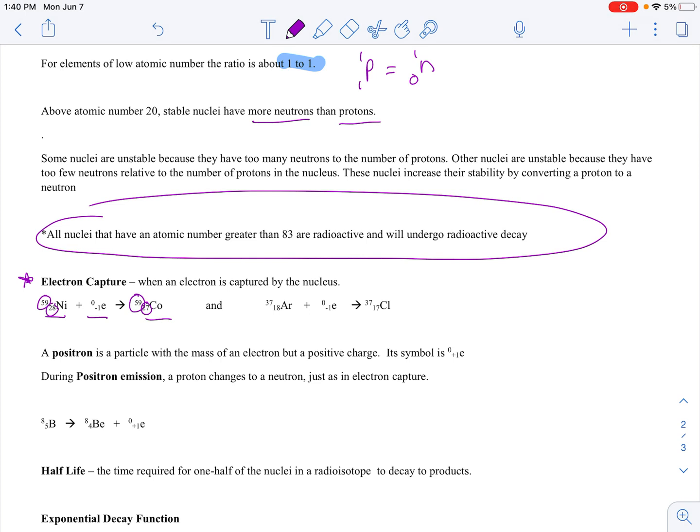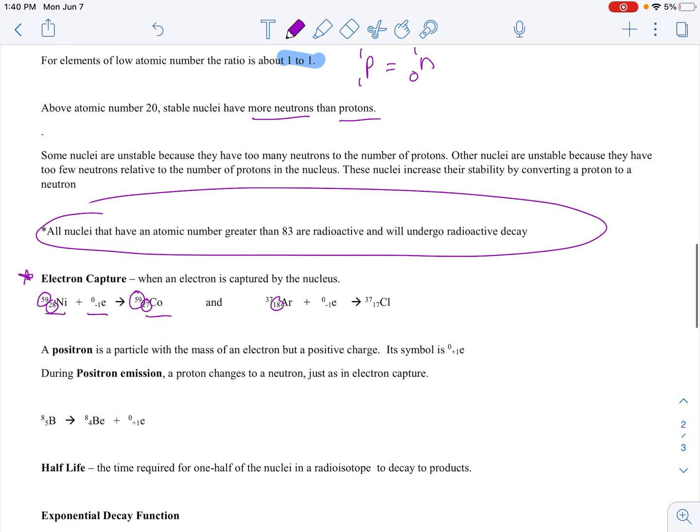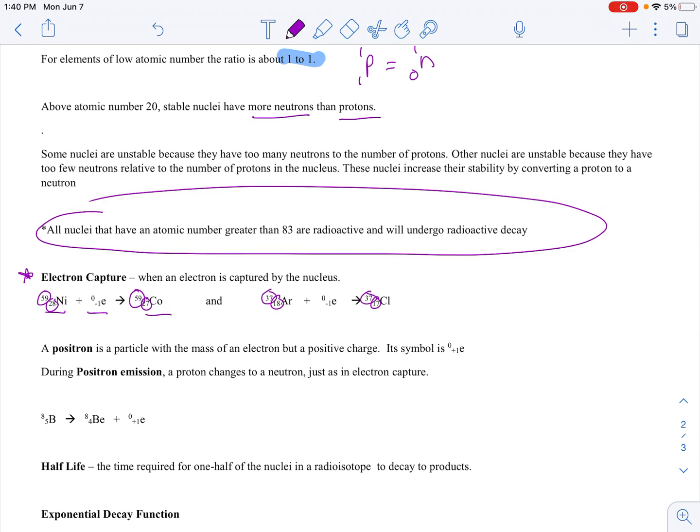Kind of neat. Here's another example. I can tell that this is electron capture. First of all, because an electron is a reactant, not a product, like it was with beta radiation. And then secondly, looking at our number of protons compared to number of neutrons, I go down in terms of my number of protons, but my mass number stays the same, so a proton turned into a neutron.